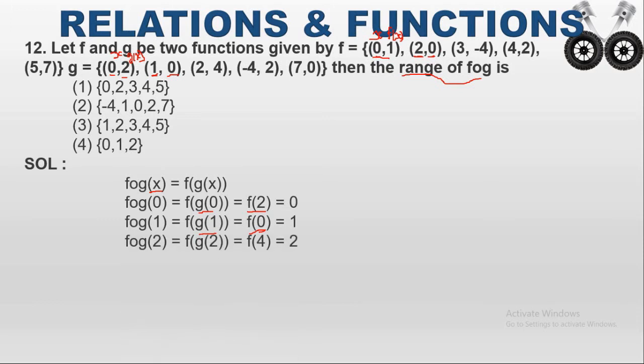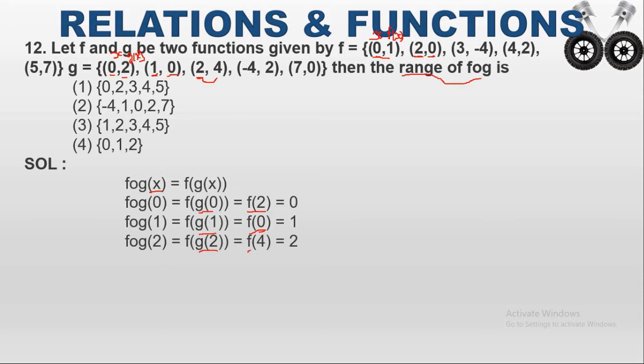Next one, what is the function g? The third ordered pair's first element is 2. So I can write f composition g of 2, which can be written as f of g of 2. Here 2 is the input, then the output is 4. So instead of g of 2, I can write 4.